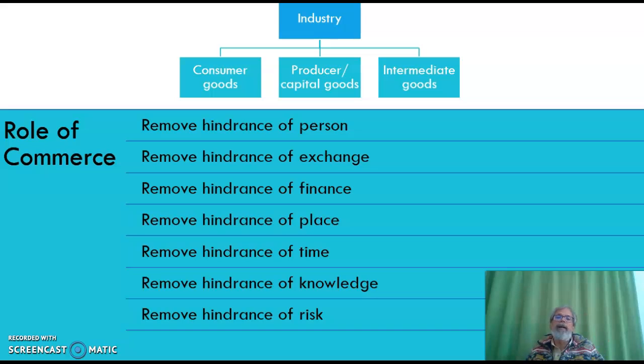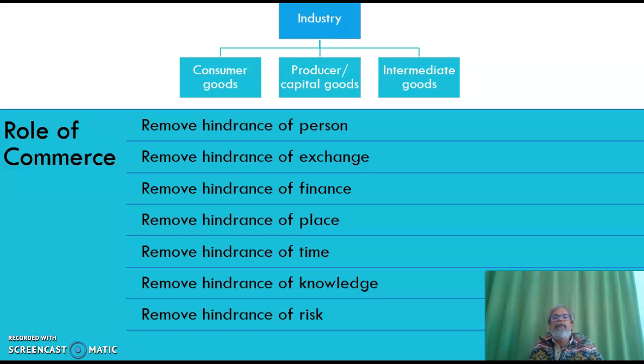Commerce is reducing the hindrance of places, that is, how they identify the place where a product can be sold. Here the organization identifies where these products are in abundance and where these products are in scarcity or in demand, and commerce is helpful for them in that. It is also associated with the removal of the hindrance of time. When the product is required, the organizations are working in these areas.